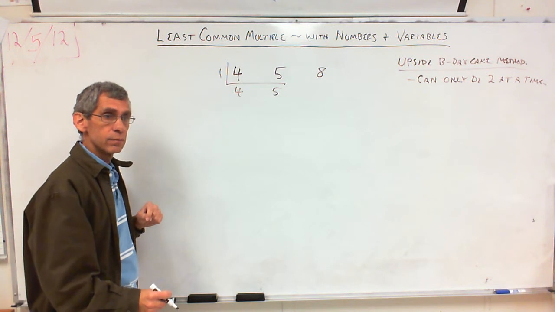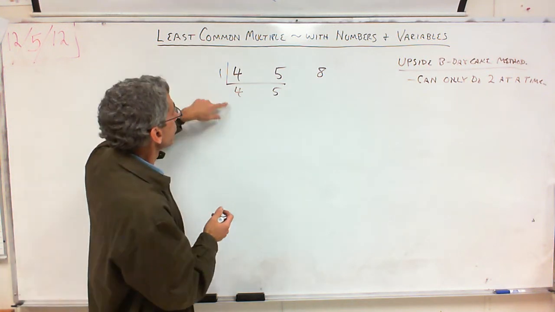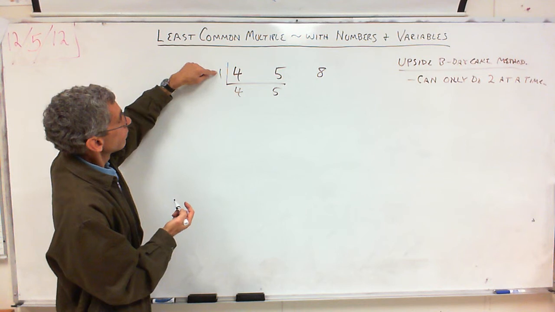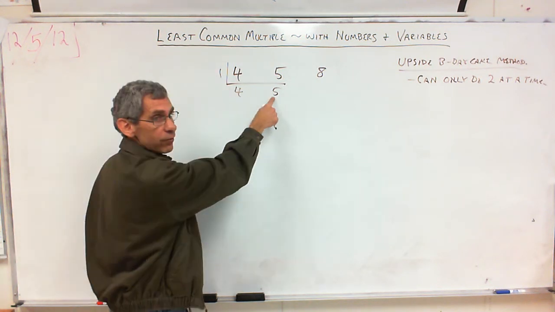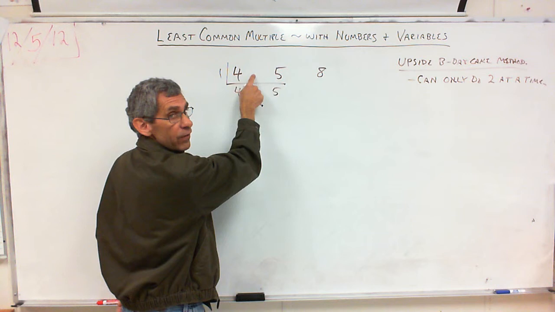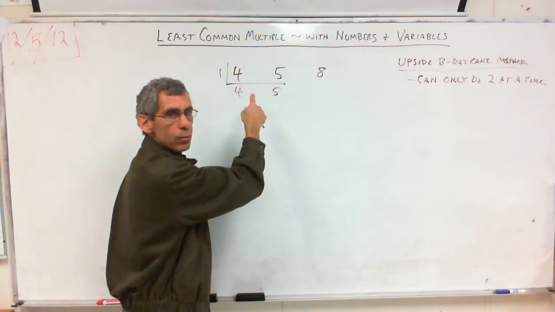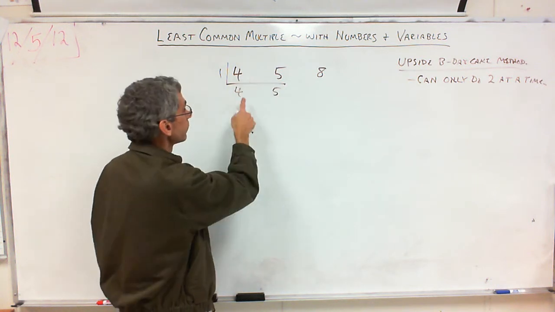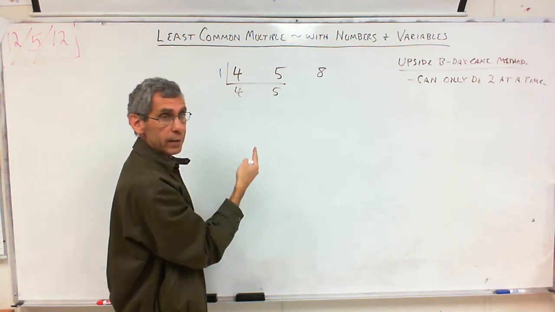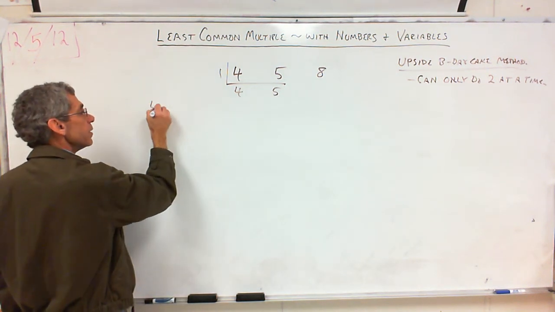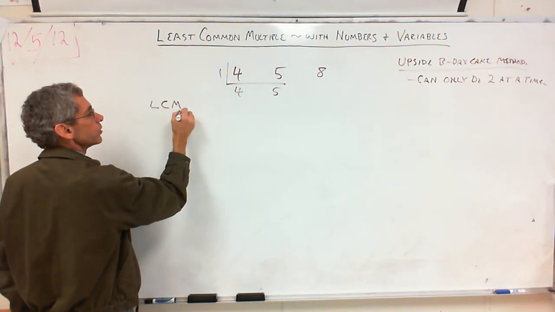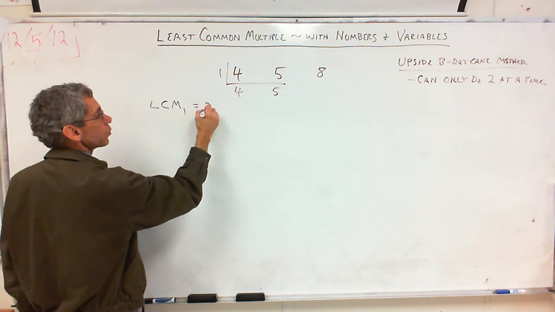I can do any 2. I'm just doing the first 2 because they're there. So 1 goes to those, so I have the remainder. So 1 times 4 times 5 is my least common multiple between 4 and 5. So 1 times 4 times 5 is 20. That makes sense, right? So we're saying that 20, my least common multiple sub 1, is equal to 20.